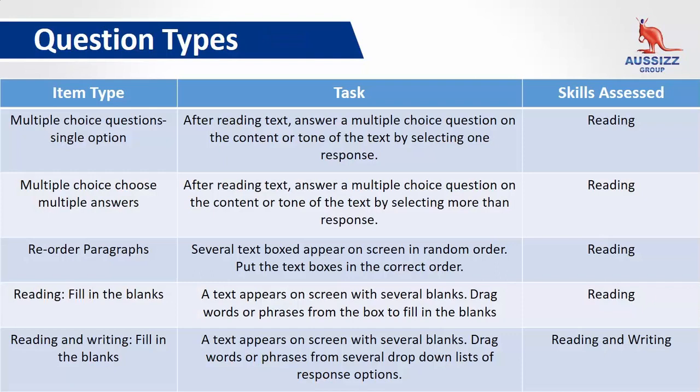A bit more on this. For multiple choice questions for the single option, you'll read a text, and then you'll answer a multiple choice question based on the context or tone, and you will only be able to select one option out of a list of different options. This contrasts with the multiple choice multiple answers, in that you will have multiple answers that are correct that you have to select from a list of different options.